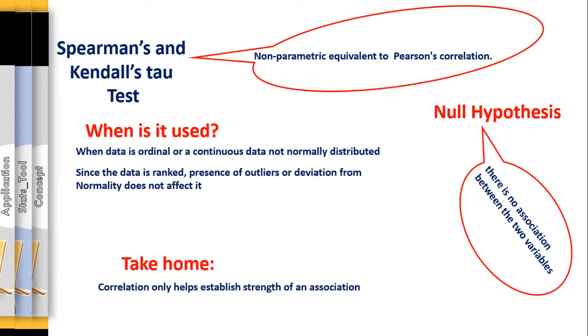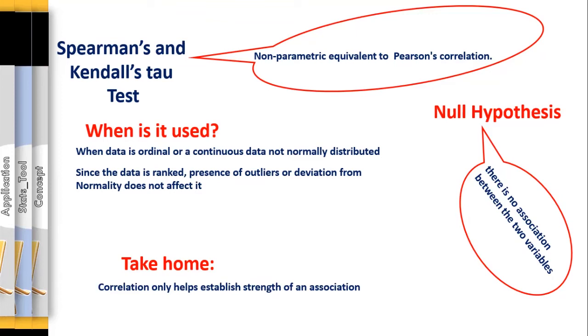A take-home is that the correlation analyses, Pearson correlation, Spearman, Kendall's tau test, all of these only help to establish the strength of association. However, predictive analysis can't be achieved using this. When one seeks predictive analysis, there's a need for us to resort to what we call regression analysis. And the regression analysis is another video that we'll create shortly. So we encourage you to keep watching this channel for that video.